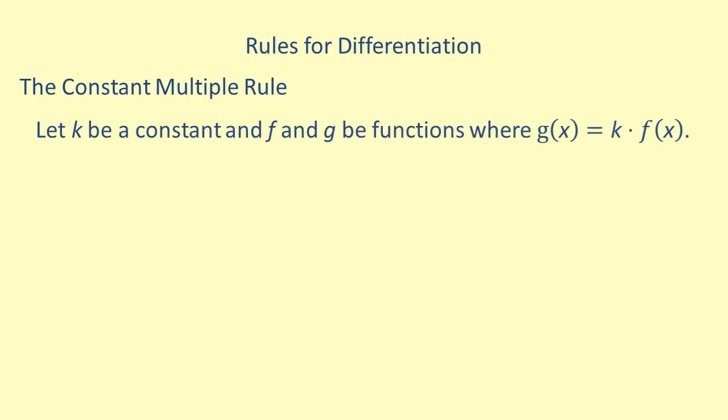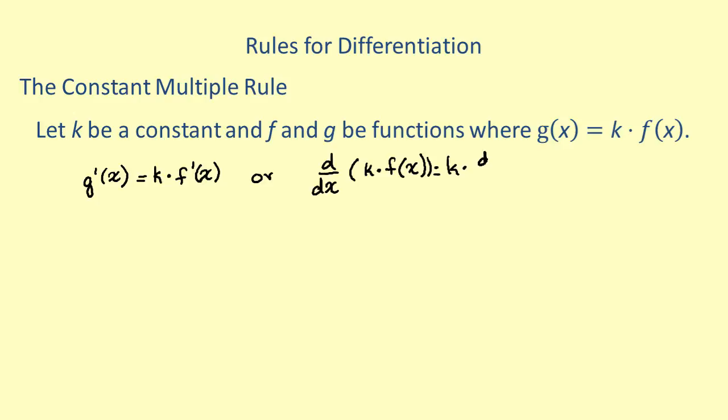Given two functions f and g, where g of x is the product of a constant k and f of x, then the derivative of g is the product of k and the derivative of f, which can be written as g prime of x equals k times f prime of x, or as d over dx of k times f of x equals k times d over dx of f of x.